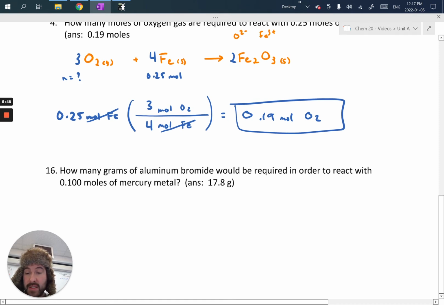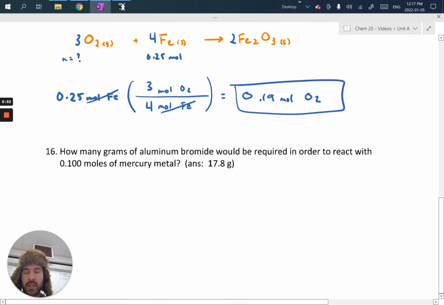Now we can add a second step or a third step to our stoichiometry, and this is where things get a little bit more difficult. So let's look at this question number 16. This one says, how many grams of aluminum bromide would be required in order to react with 0.1 moles of mercury metal? So again, let's start with our balanced chemical equation.